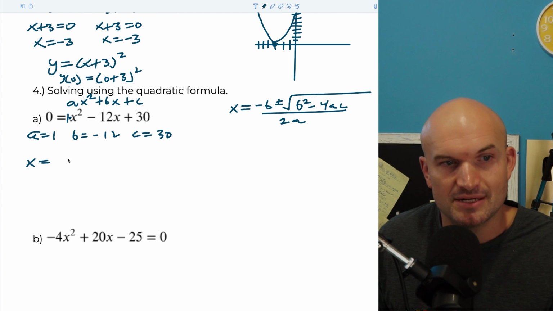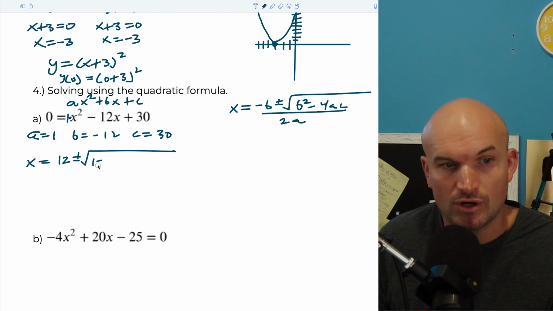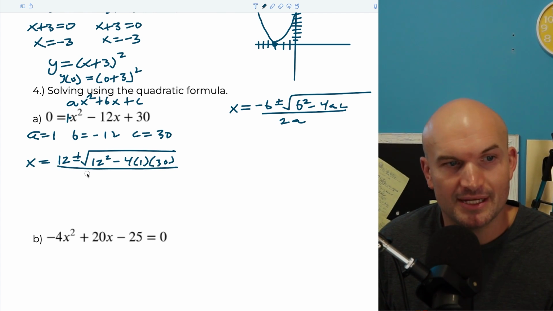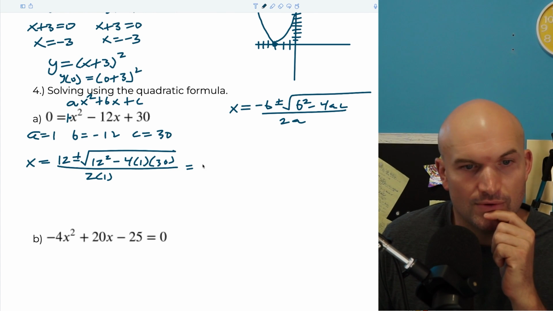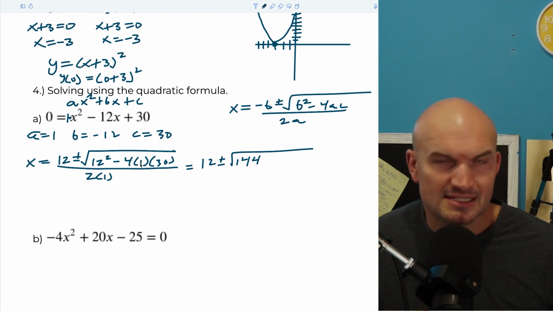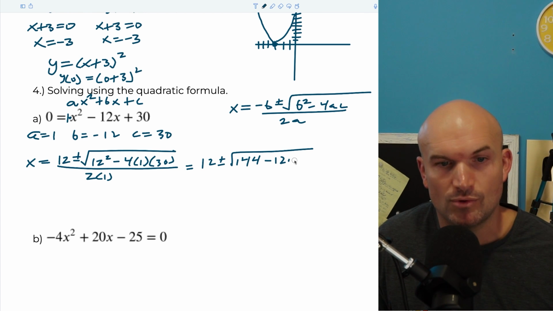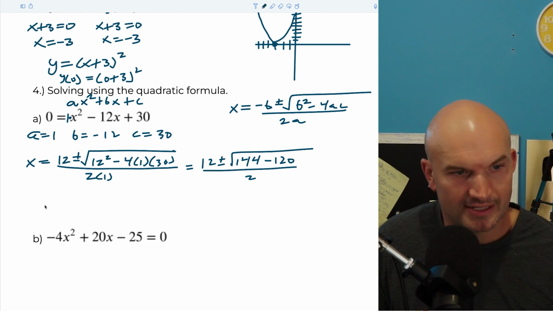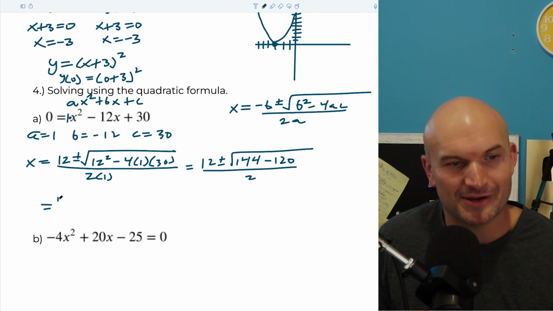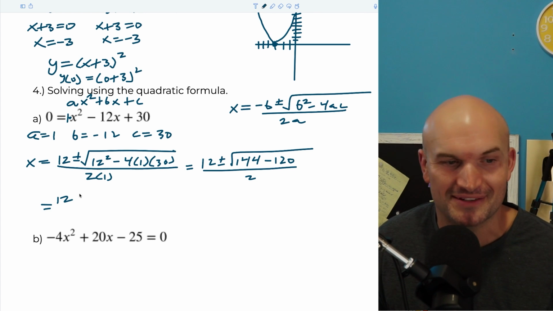So I have x equals the opposite of b, so that's going to be a positive 12, plus or minus the square root of negative 12 squared minus 4 times 1 times c, which in this case is 30. That's all divided by 2 times 1. All right, let's simplify this. I have 12 squared, which is 144. Negative 4 times 1 times 30 is negative 120. And that's all divided by 2. I'm just going to go left to right. It's not really the best mathematically, but hopefully you're okay with me as we try to fit everything in the space.